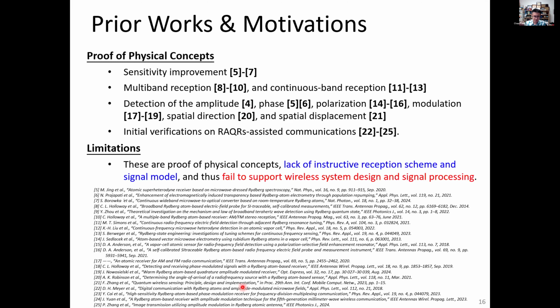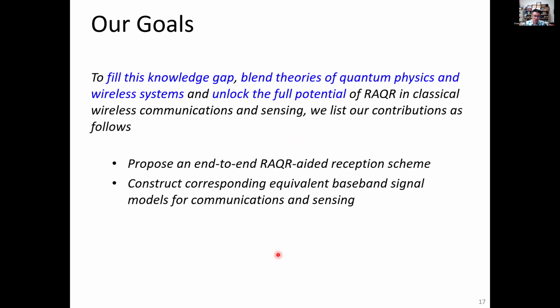However, from this literature, something is missing, in the sense that they didn't tell us the signal models, the mathematical equations that can describe such a receiver. And this signal model is important because, for us doing wireless comms, to derive the signal-to-noise ratio, the capacity, and to design the beamforming scheme, we do need this signal model. So that's why in this talk, we are going to fill in this gap. We try to derive the end-to-end reception scheme, and then construct the equivalent baseband signal model that we can use for wireless comms and sensing.